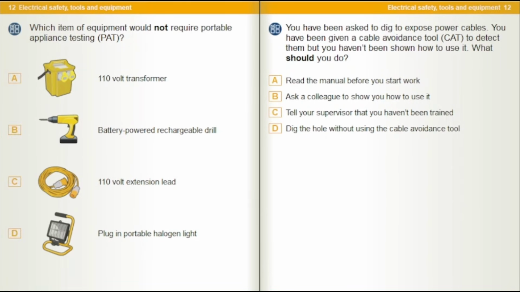You have been asked to dig to expose power cables. You have been given a cable avoidance tool, CAT, to detect them. But you haven't been shown how to use it. What should you do? Read the manual before you start work. Ask a colleague to show you how to use it. Tell your supervisor that you haven't been trained. Dig the hole without using the cable avoidance tool.